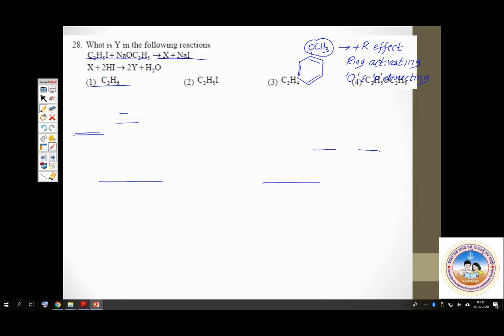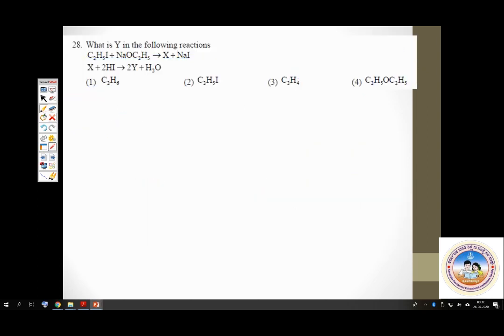Question number 28. There is a reaction given. You are supposed to find out what is Y in this reaction. So take the sequence of reactions now. First, C2H5I plus NaOC2H5. Here you have an alkyl halide made to react with sodium alkoxide. This has to be Williamson's ether synthesis. The first step is Williamson ether synthesis.